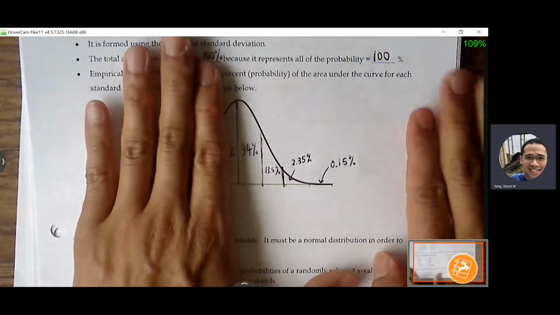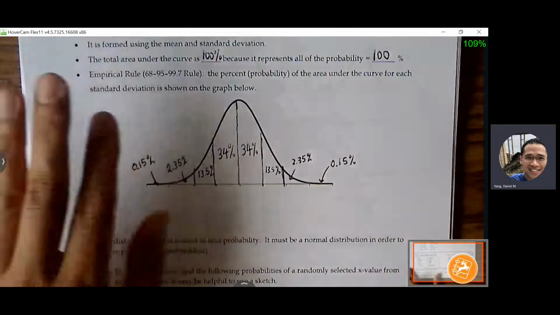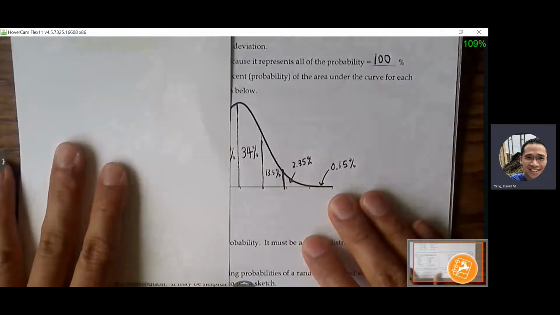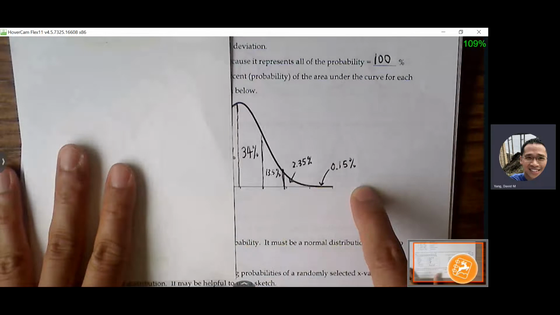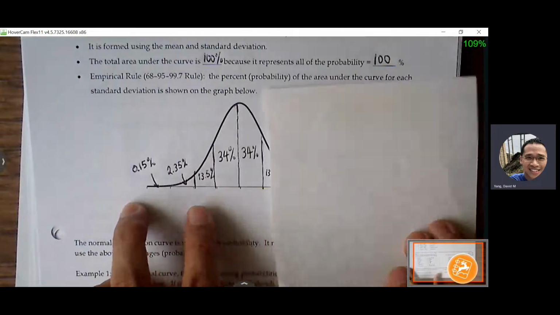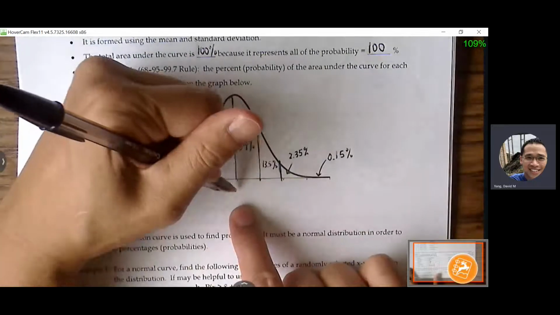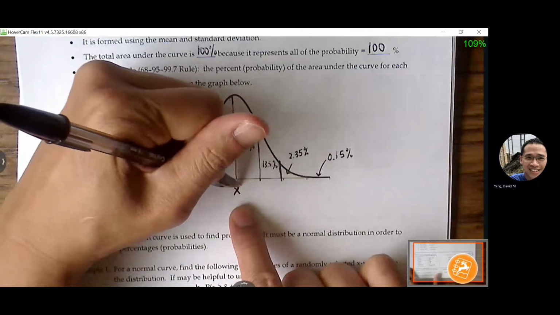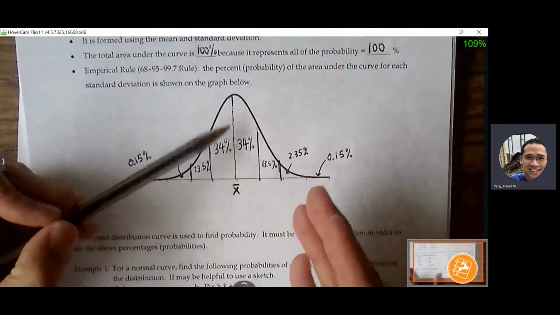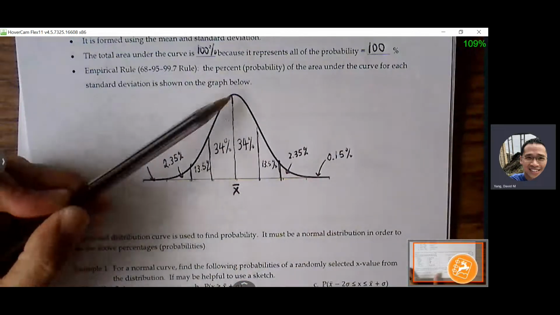If you only take what's to the right of that 34, then you're going to see 50%. If I add up all those numbers there, it would add up to 50. If I add up all these numbers here, it'll add up to 50. Okay, so here's the mean. The mean is x bar. So in a normal curve, most students are going to be clustered around the mean.